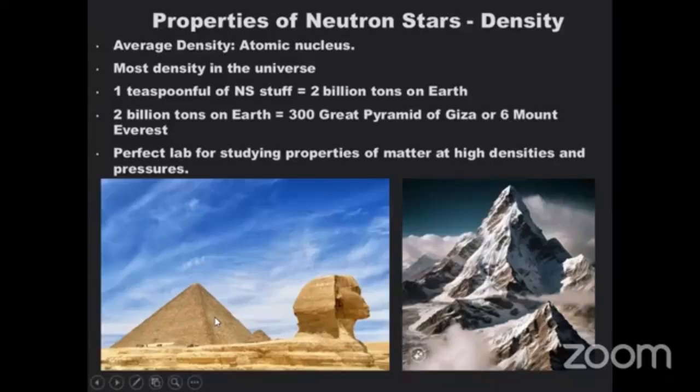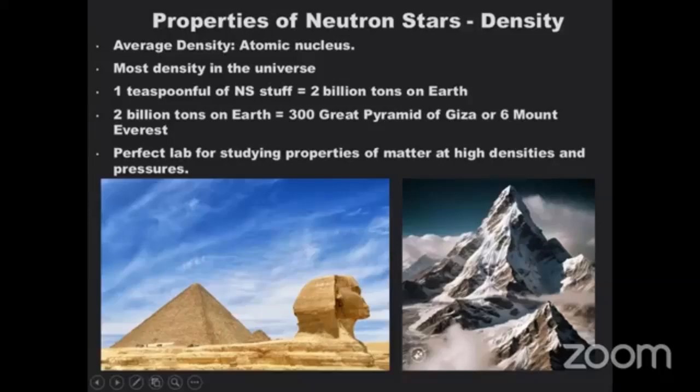Okay, so if you get 300 of these pyramids, 300 is equivalent to about 1 teaspoonful of a neutron star, or about 6 Mount Everests. So that is very close. In a neutron star, 1 teaspoonful. So neutron stars are extremely dense.